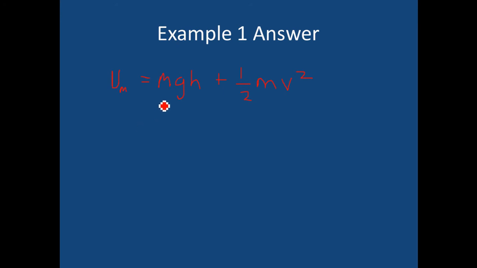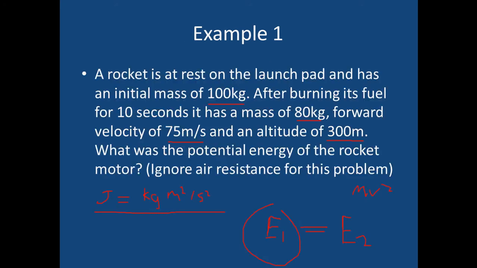So this m is the same, it's the m at h, and the m at this velocity, which is 80 kilograms. You will notice that I gave you some extraneous information. We don't need the initial mass. We don't need how long it took to get to that point. We just need this value, and this value.